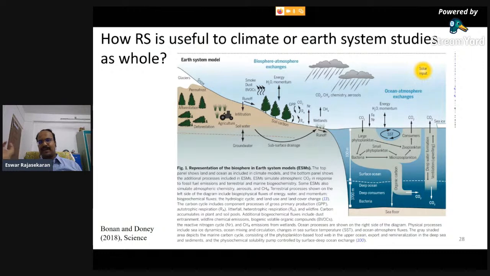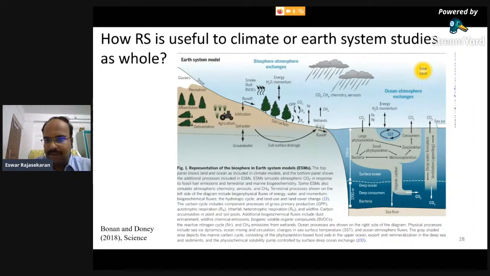What is the feedback between ocean and land? What is the feedback between land and the atmosphere? What is the feedback between ocean and atmosphere? How is vegetation influencing terrestrial climate processes? All this feedback cycle will also be included in the earth system model. So an earth system model is a really complex representation of the different components of the earth system, along with the proper feedbacks.